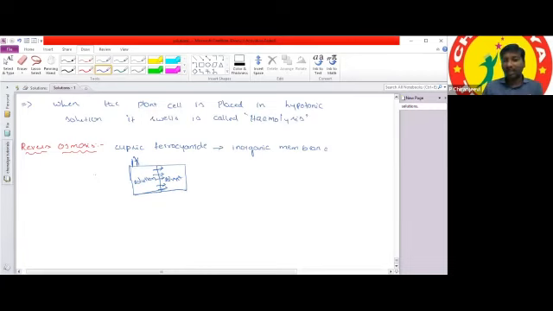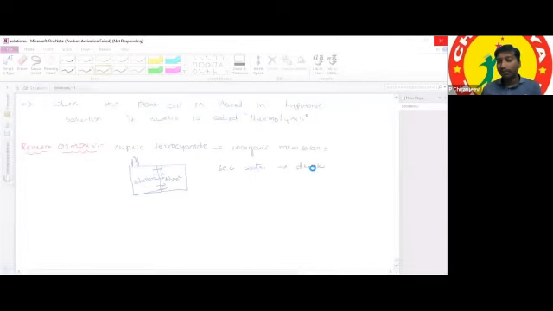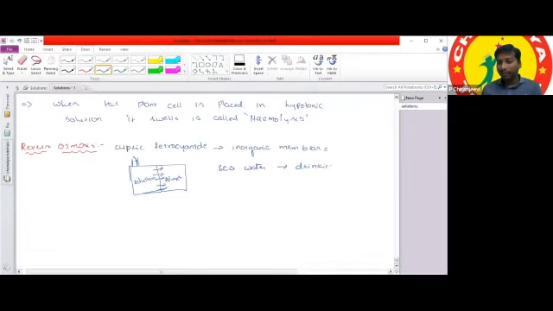Clear? Which water are we going to purify? Salt water, sea water. Sometimes they ask how we can purify sea water into drinking water. Is there any possibility to drink sea water?